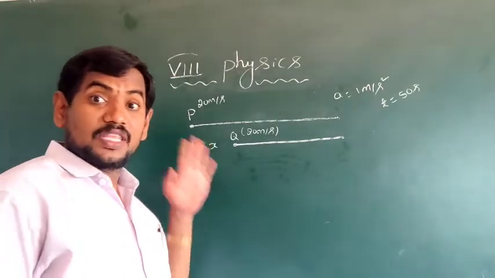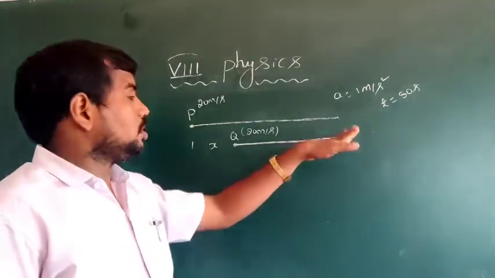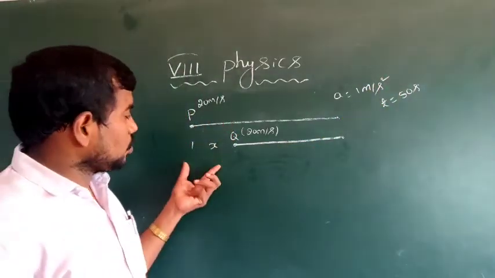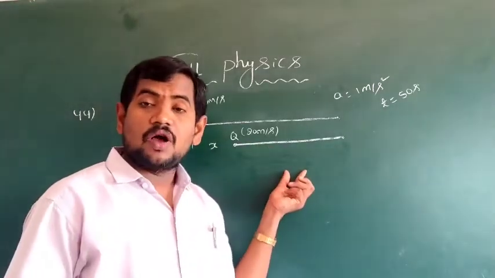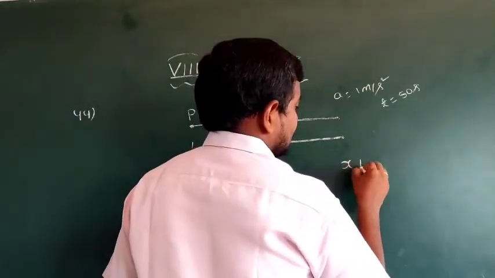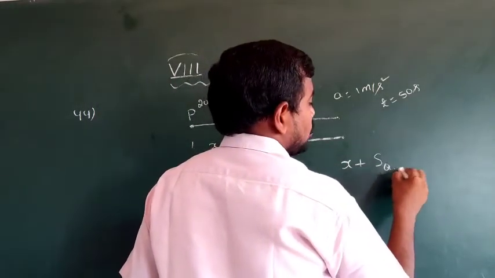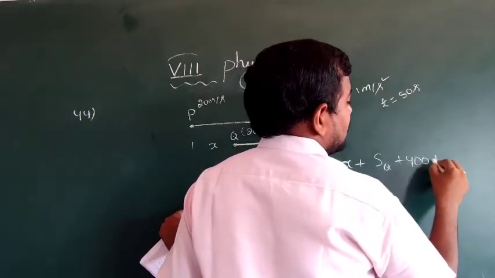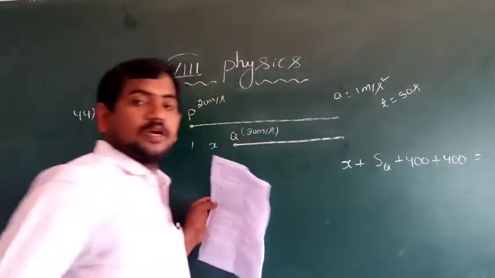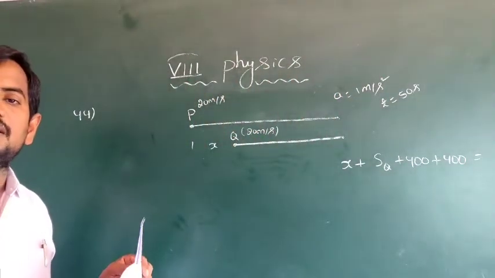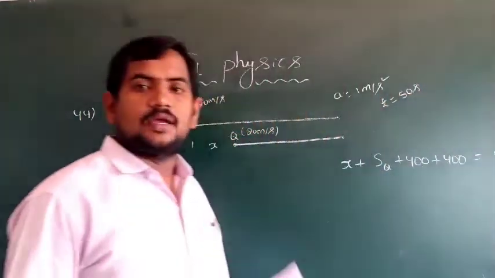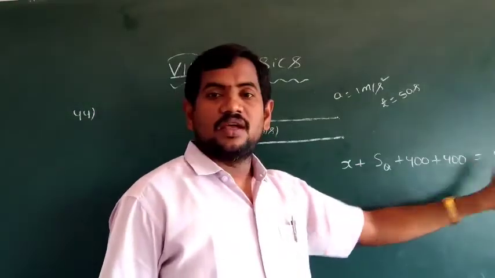The distance traveled by the train P during this 50 seconds of acceleration should be equal to the gap between P and Q plus the distance traveled by the train Q and the length of each train. Okay, x plus distance traveled by Q plus length of the train P plus length of the train Q is equal to distance traveled by P. That is the thing. By solving this, we will get the x value.